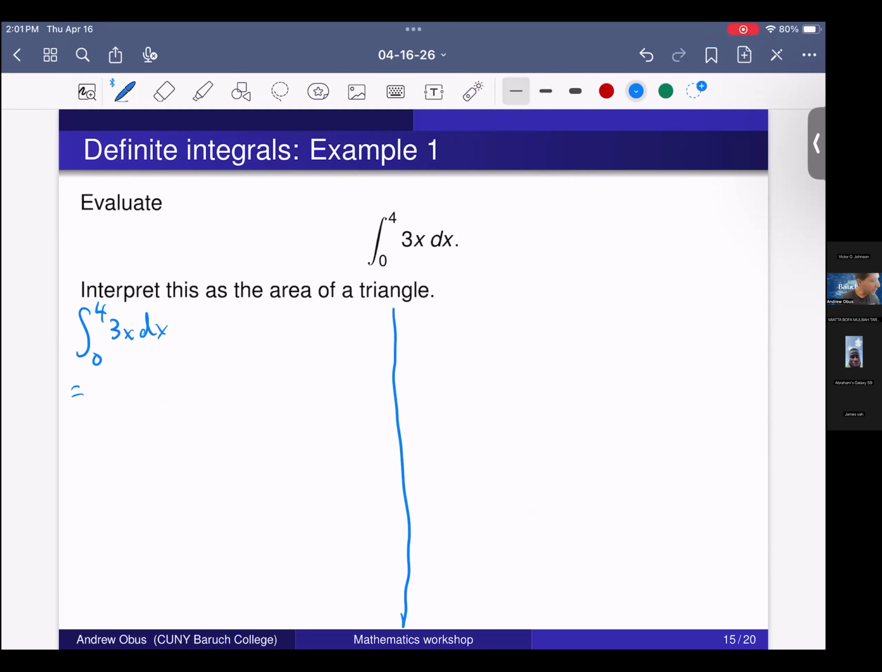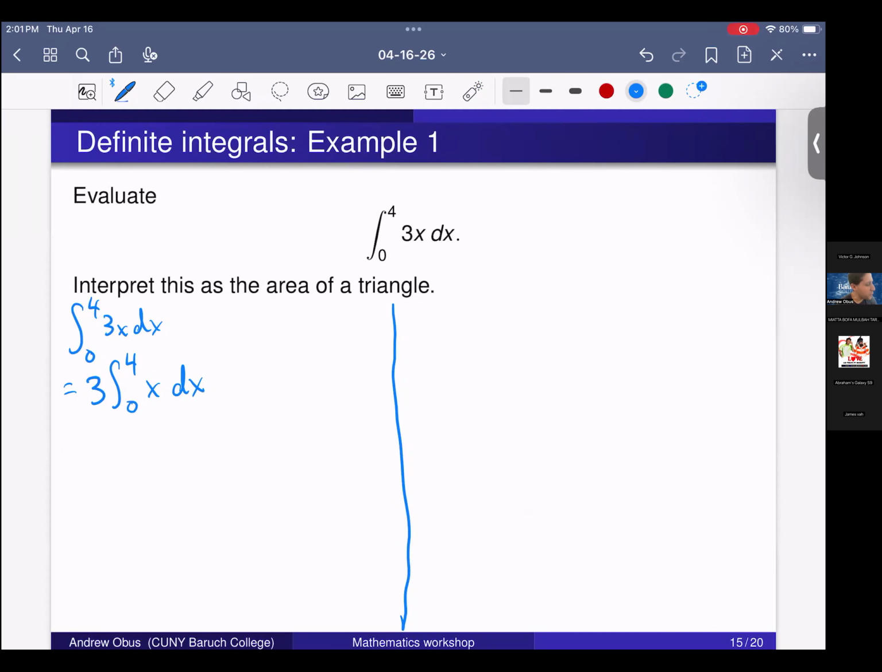Well, we know for calculating this, we can pull out a 3. So I get 3 times the integral from 0 to 4 of x dx, because I can always move scalars out. And now we use the power rule. Sorry, let me just do this one just for speed, because I want to get to some of the other things. So for the power rule, we get that the integral of x is going to be x squared divided by 2, right? Because this x is really x to the 1.